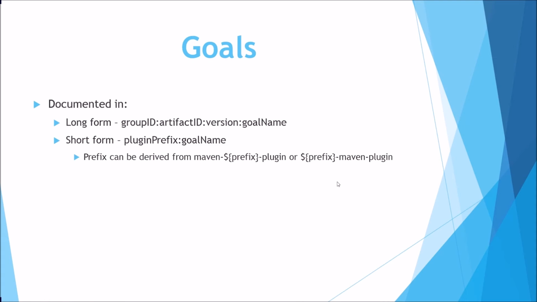Switching over to goals, we see that they're documented in one of two ways. Either a long format where we do group ID, artifact ID, the version, and then the goal name, or the short format where we do the plugin prefix and then the goal name. Version may be omitted in the long format, in which case the latest version in our local repository is used. In the short format, the plugin prefix is always documented in the plugin site documentation, and if the artifact ID of the plugin fits either of the formats, the plugin prefix will almost always be derived from it. So we can do maven-prefix-plugin or prefix-maven-plugin.